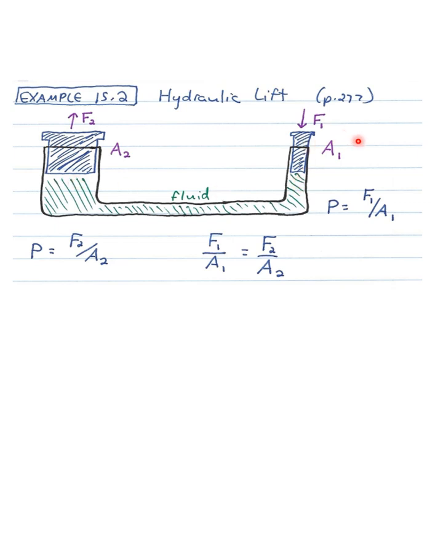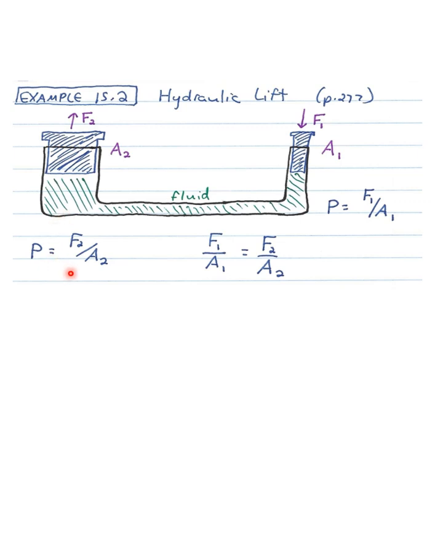Now we press down with F1 and it is spread out over an area A1. So the pressure that we cause, the pressure that we're adding into the fluid, is F1 over A1. Now that pressure increase gets transmitted throughout the entire fluid. That's what Pascal's law says. And so whatever pressure we just increased is going to be F2 over A2.